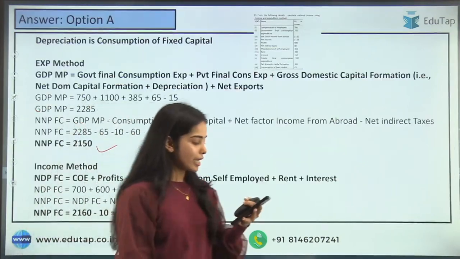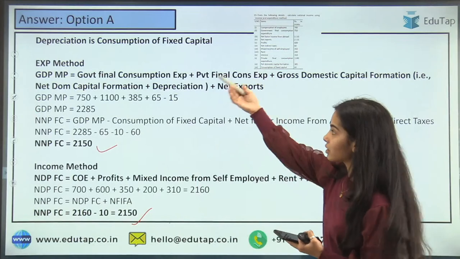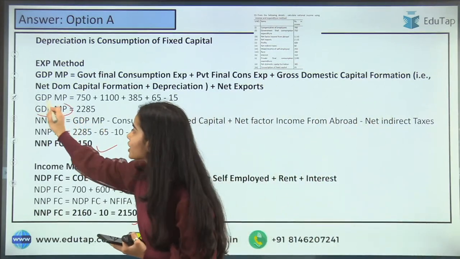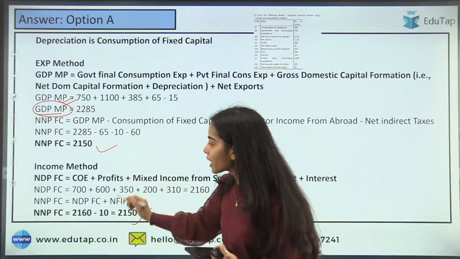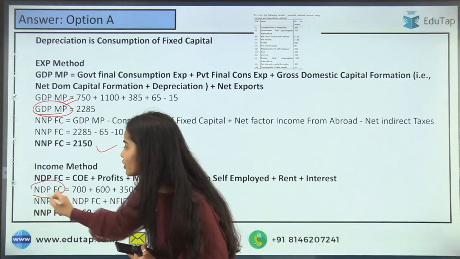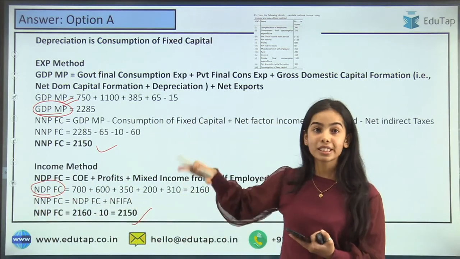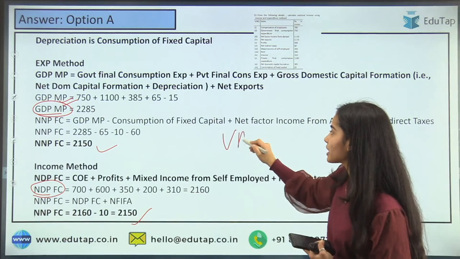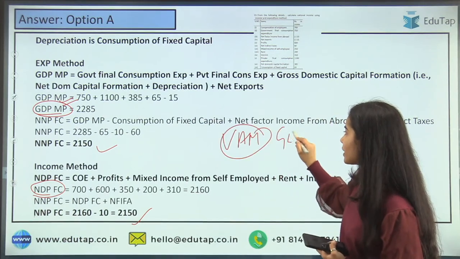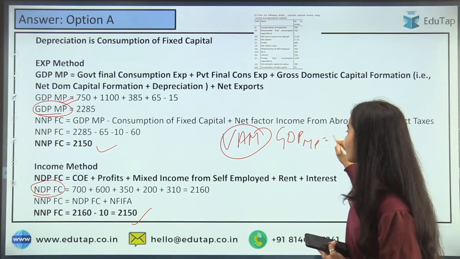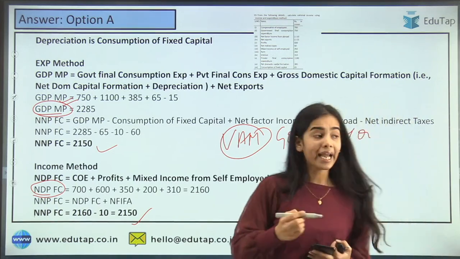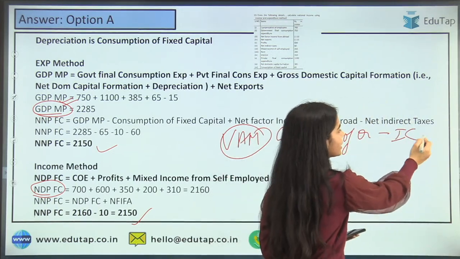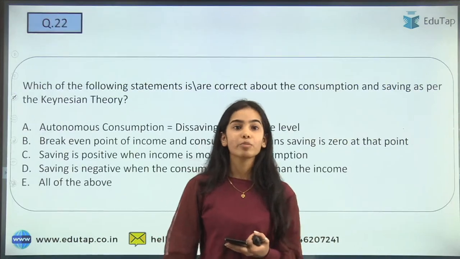Okay. And in the expenditure method, you get GDPMP from the formula. In the income method, you get NDPFC from the formula. So this also you have to remember. In the value added method, you get GDPMP from the formula of value of output minus intermediate consumption. Okay, so now we can move to the other question.